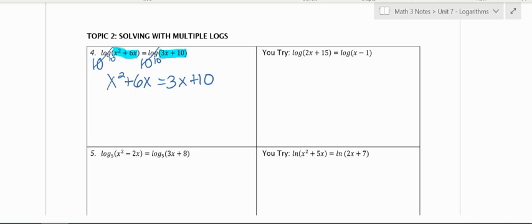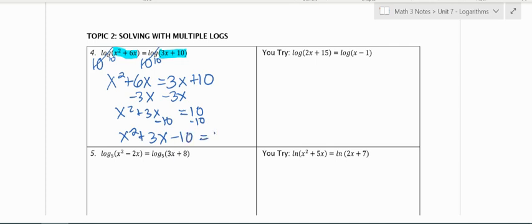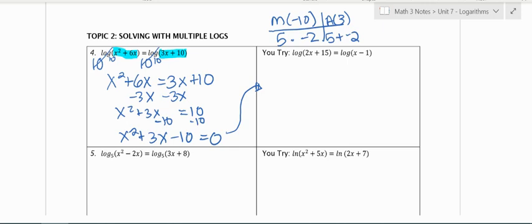We then have an x squared involved, which makes it a quadratic. So we're going to move everything over to one side. I'm going to subtract 10. And then we're going to go ahead and try to factor it out. So what are factors that multiply to negative 10 but add to positive 3? This one's a nice, easy one to factor. 5 and negative 2. So we have x plus 5, x minus 2. And then we're going to set each of these equal to 0. So we get negative 5 and 2.